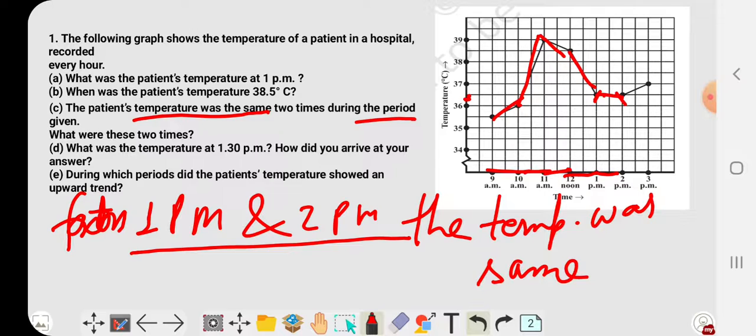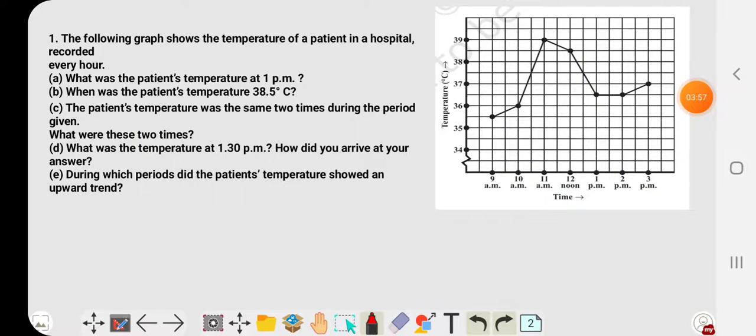Now move to part D. What was the temperature at 1:30 p.m.? Where is 1:30? You can see here times are not given in that way. So between 1 and 2, you see this is 1:30 that I have marked with a red point. What was the temperature at that time? At 1:30, just go up, up, up and up. So which line is meeting here? This one. So just move here.